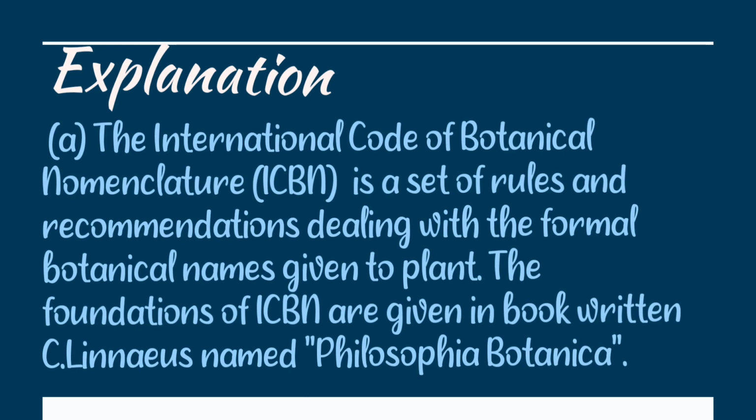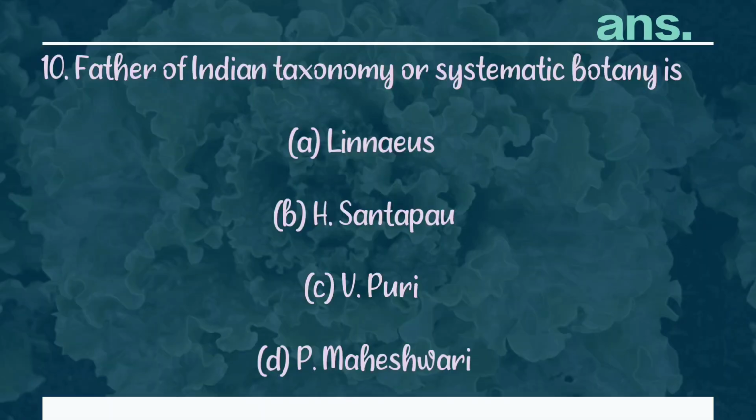Explanation. A. The International Code of Botanical Nomenclature, ICBN, is a set of rules and recommendations dealing with the formal botanical names given to plant. The foundations of ICBN are given in book written by C. Linnaeus.